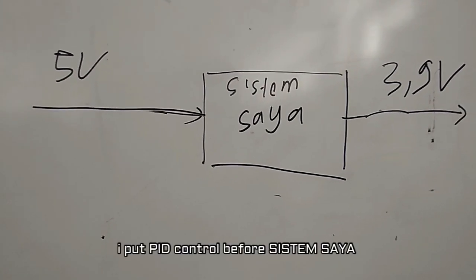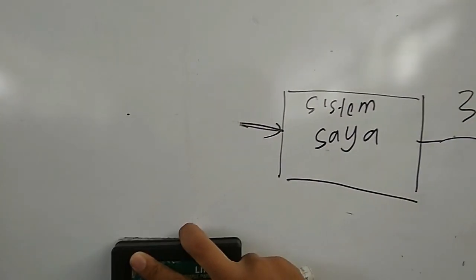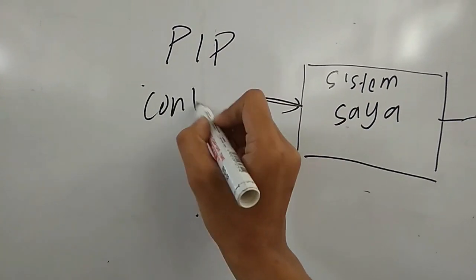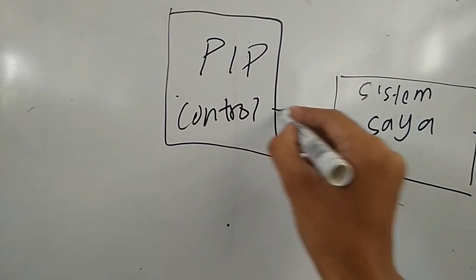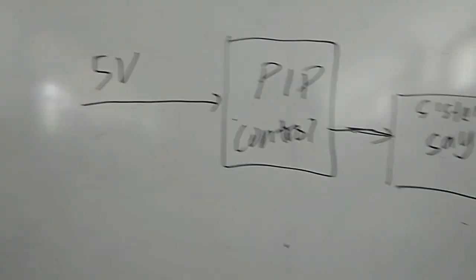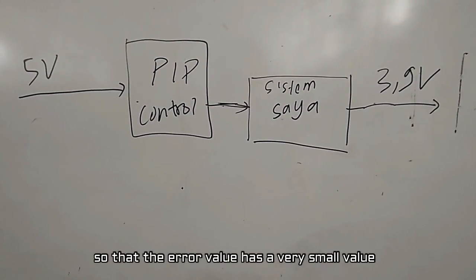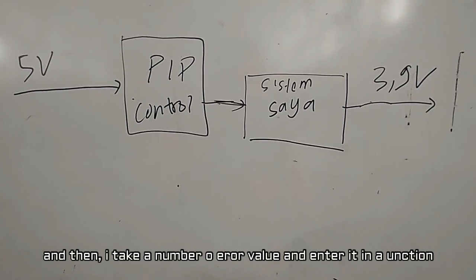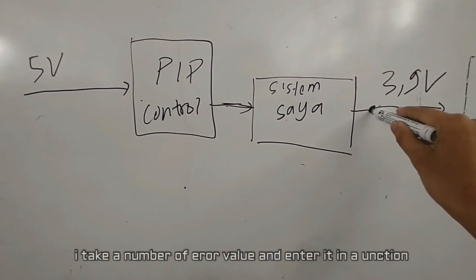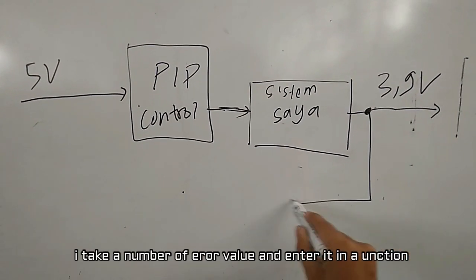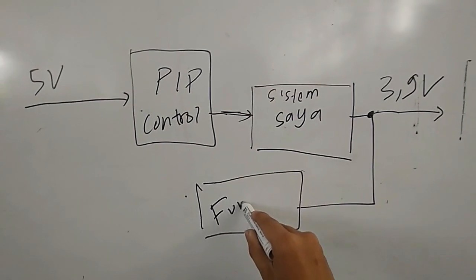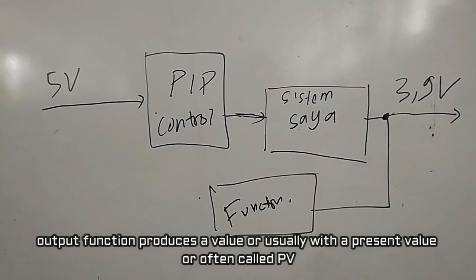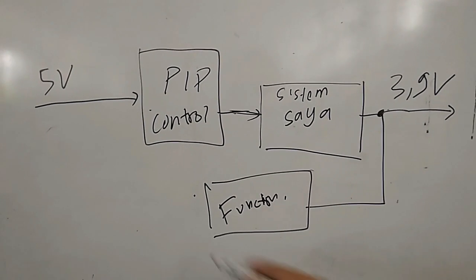I put PID control before system saya, so that the error value has a very small value, and then I take a number of error values and enter them in a function. The output of the function produces a value, usually called the present value, or often called PV.